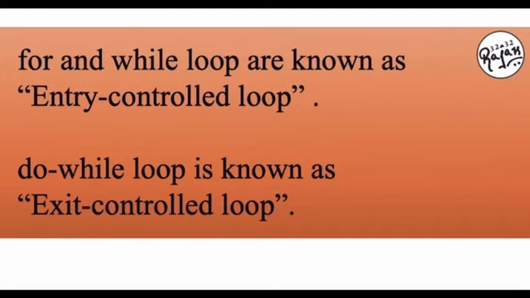Whereas if we talk about do while loop, why is it known as exit control loop? When the loop is about to get over, or you can say at the end line of do while, you can see the condition is getting checked. So when we are about to exit the do while loop, then we check the condition. That is why do while is known as exit control.